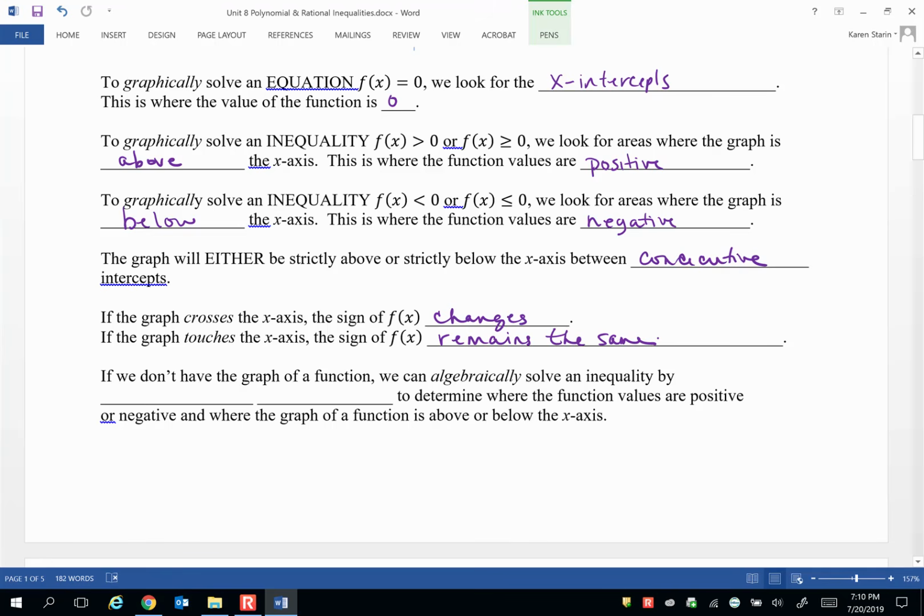If we don't have the graph of a function, we can algebraically solve an inequality by testing points to determine where the function values are positive or negative and where the graph of a function is above or below the x-axis.